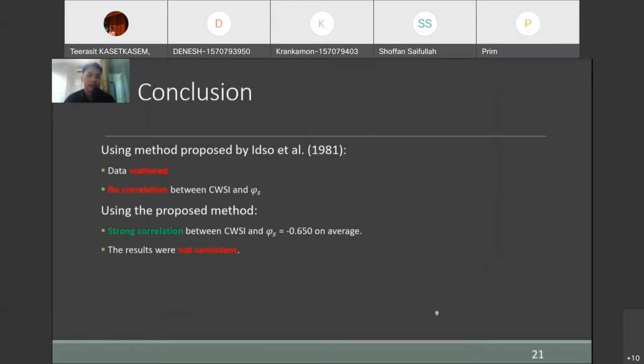So in conclusion, when we use the method that followed ISO, it shows that the relationship between CWSI and between the TC minus TA and VPD is scattered. And when we use the lake equation to find the CWSI, it shows no correlation between CWSI and psi S. But when we try to use our proposed method, it shows some correlation between CWSI and psi S, which is equal to minus 0.65 on average, but the results were not consistent.